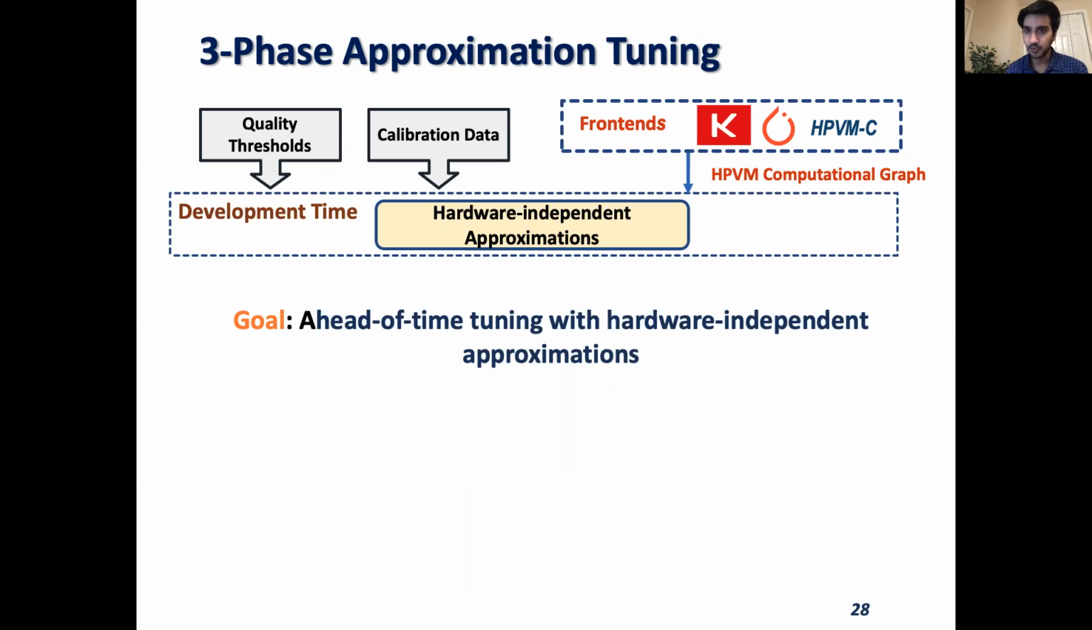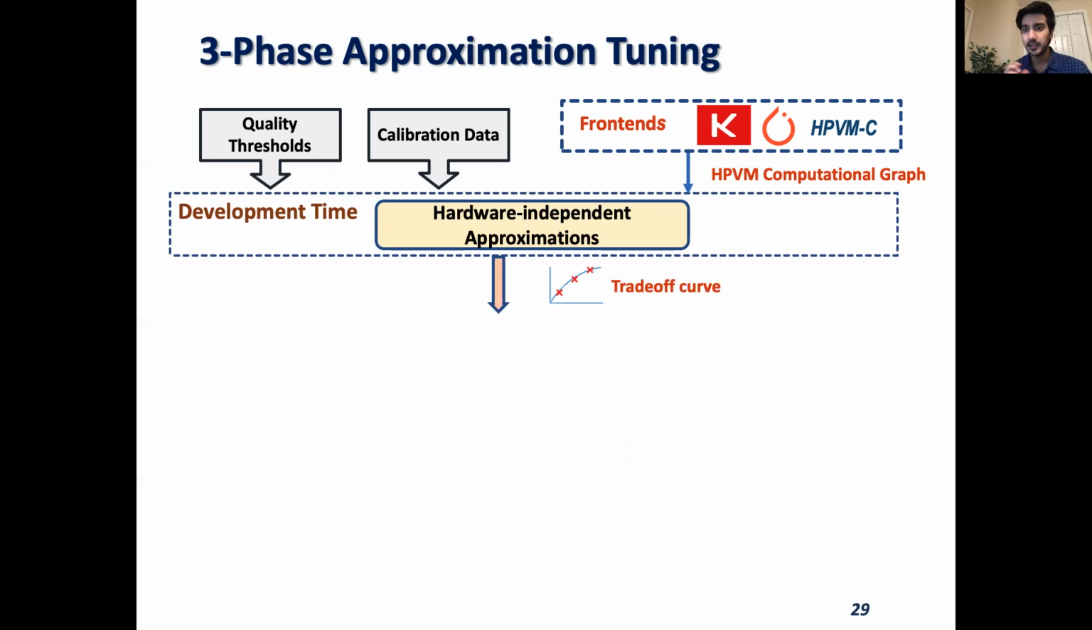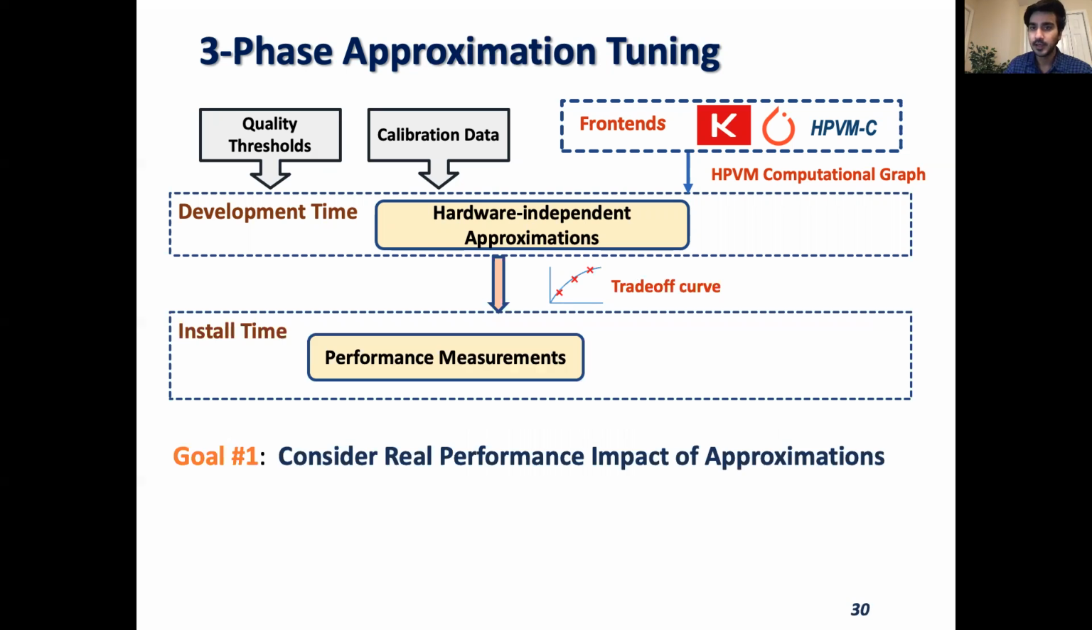ApproxTuner supports tensor-based programs developed in either PyTorch, Keras, and HPVM-C, which is a C extension for specifying HPVM data flow graphs. This phase then tunes the application for hardware-independent approximations. These are approximations whose impact on the output is fixed, regardless of the hardware used. Since object code portability is an important goal, this phase does not consider any hardware-specific options, which are then later considered in the install time phase. The development time tuning phase generates a trade-off curve with approximation configurations that are used in the install time and the runtime phases.